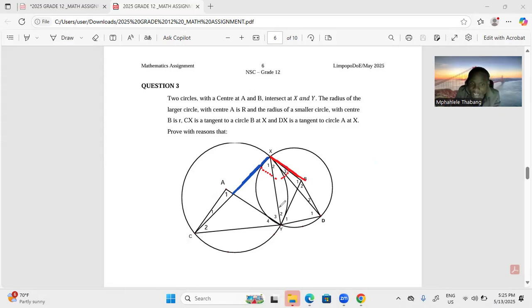They said CX is tangent. They said XR is a radius. So these two, the angle between the tangent and the radius, will form 90 degrees.